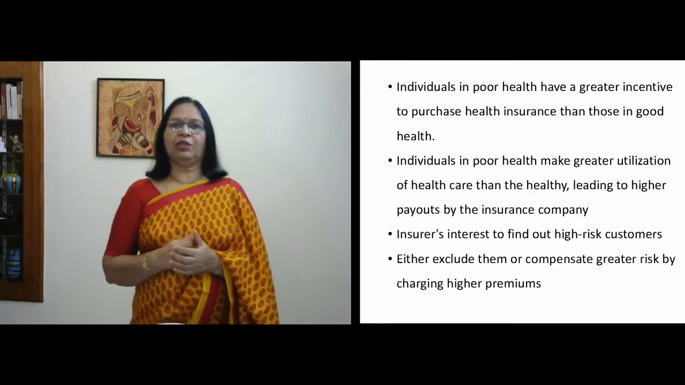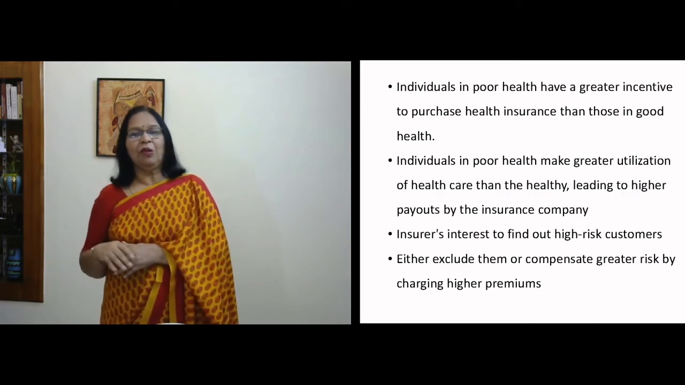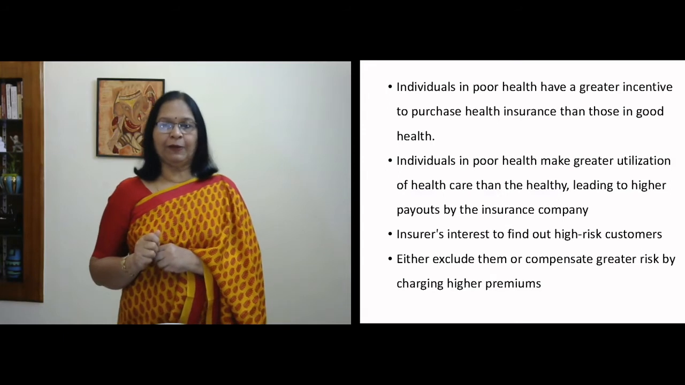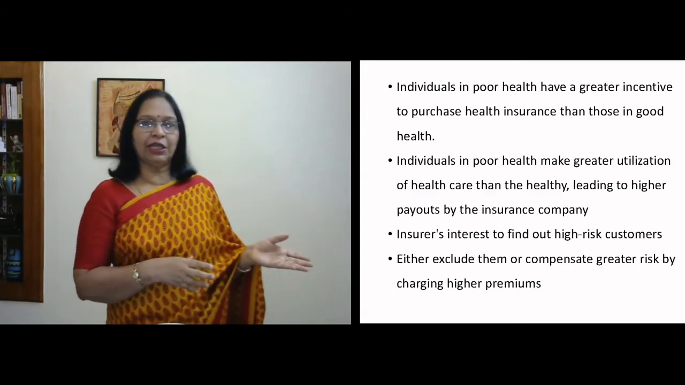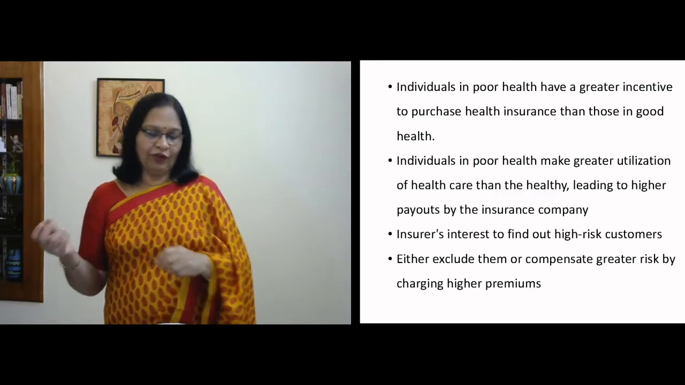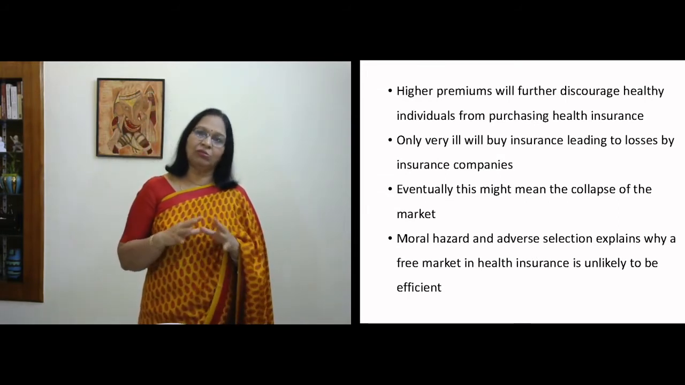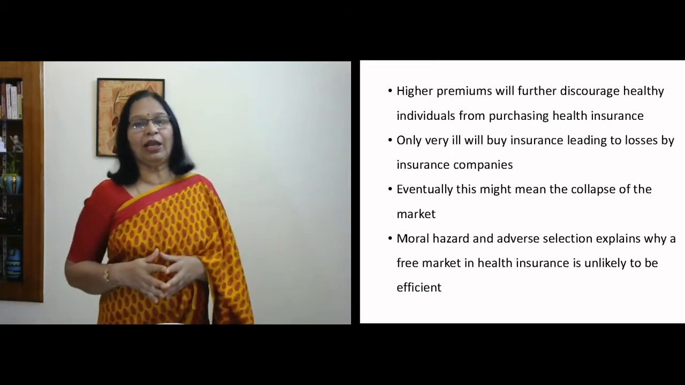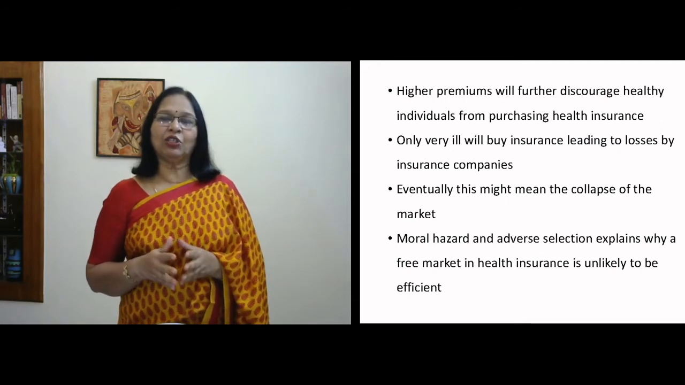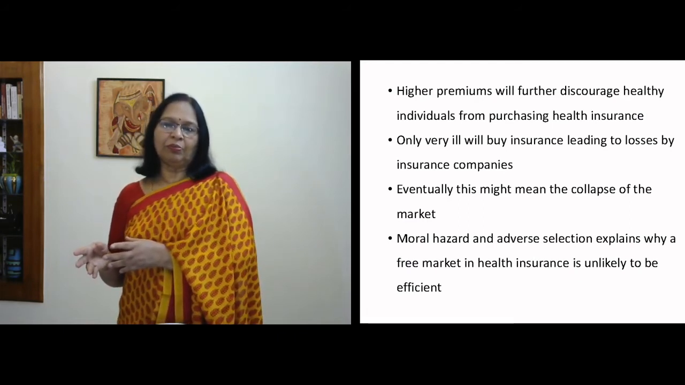So what is the insurer's interest? The insurer would like to do away with these high-risk customers. People who are more likely to be risky, they want to do away with them because they want to make lesser payouts. So they either exclude these likely sick people, or compensate by charging them a higher premium. This is why you find that there are different premium charges for different kinds of people in health insurance. Now, what happens with higher premiums? When higher premiums are charged flat on all people, many people will not like to take insurance. So it discourages healthy individuals from purchasing health insurance. Again, health insurance for the risky people will continue, whereas health insurance for the less risky people will collapse.